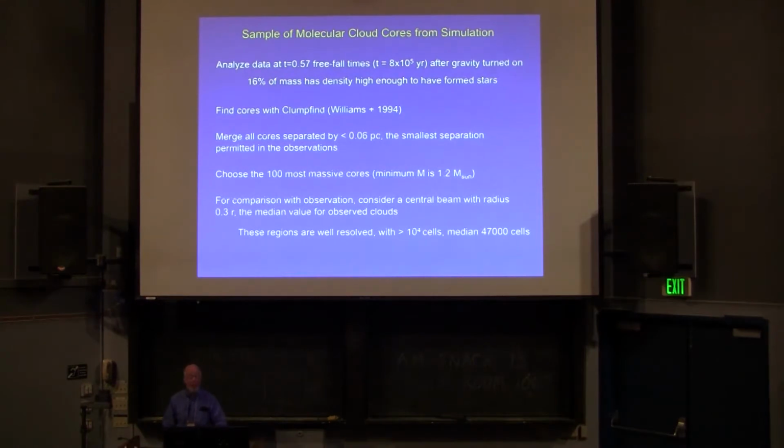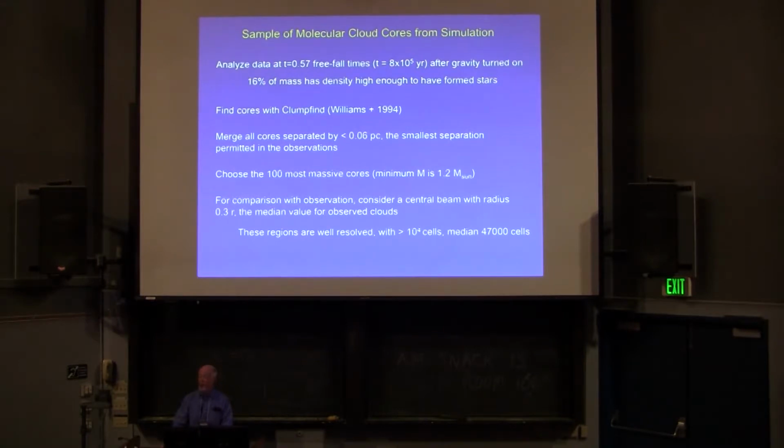So we then took out a sample of molecular cloud cores out of this. Remember, the Zeeman observations referred to cloud cores that astronomers had observed. We now want to observe our simulation. And so first of all, we've analyzed it several different times. I'm going to show you the results a little bit more than half a free fall time, which corresponds to 800,000 years after we turned on gravity.